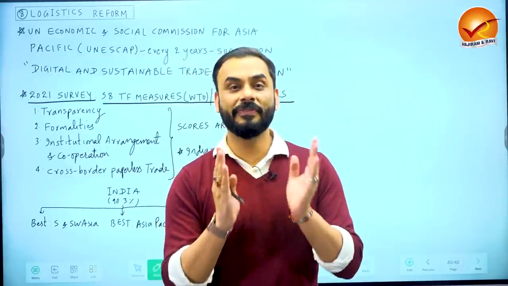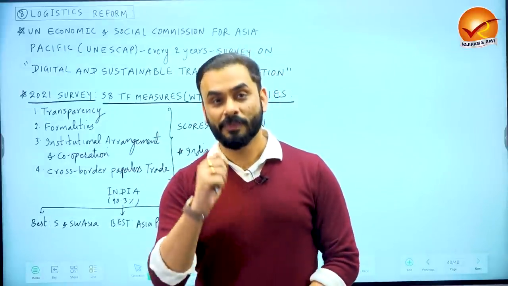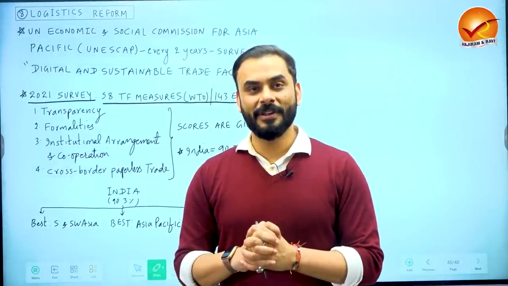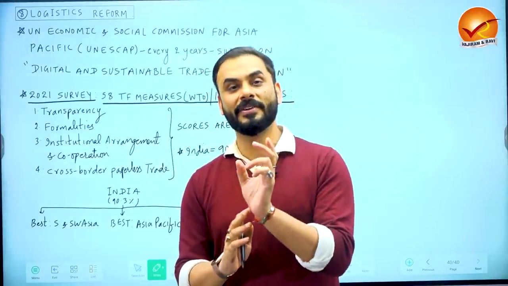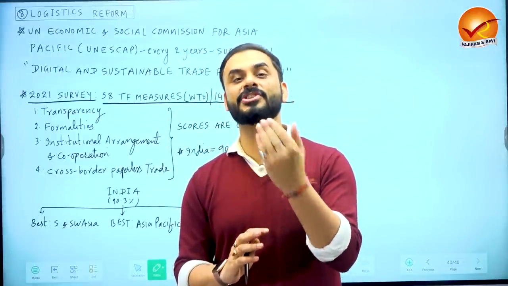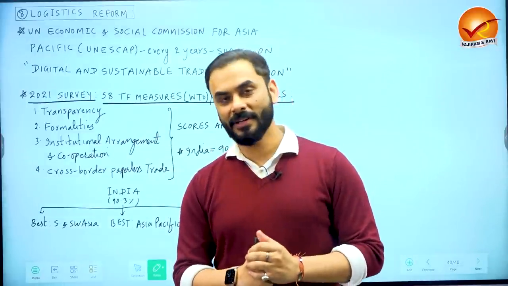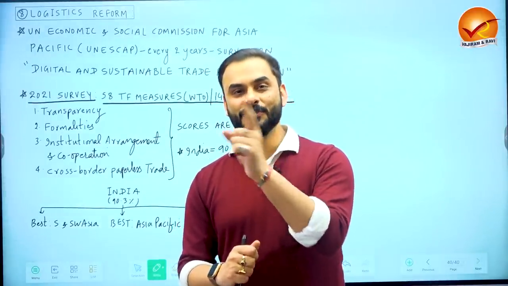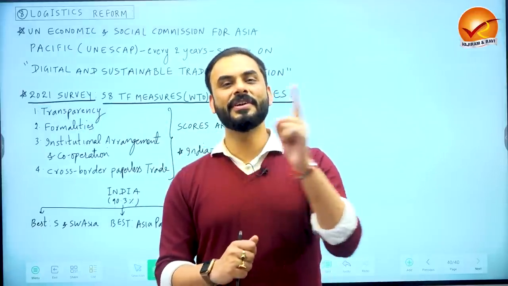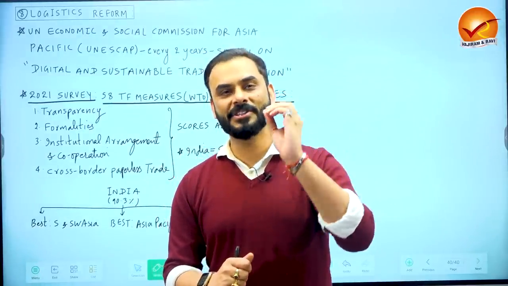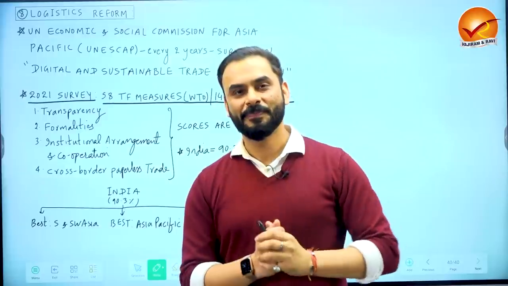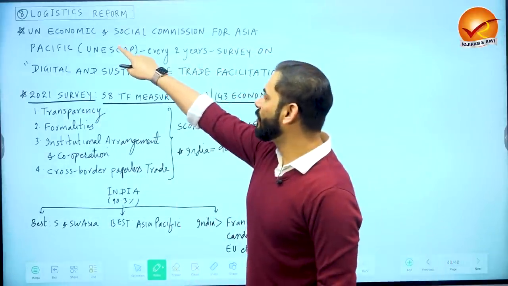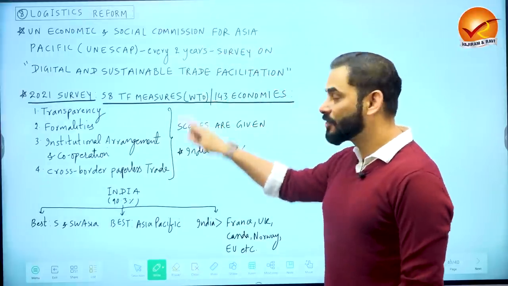So across the world, when we travel to countries, we do a survey and we check whether the governments of different countries are taking steps to promote trade. When we do this survey across the world, then we give a score to the countries on which country is taking more steps to promote trade, right? That score is used to compare countries, to see which country this year has taken the maximum efforts to promote trade. And who does all these things? These things are done by the United Nations Economic and Social Commission for Asia and the Pacific.